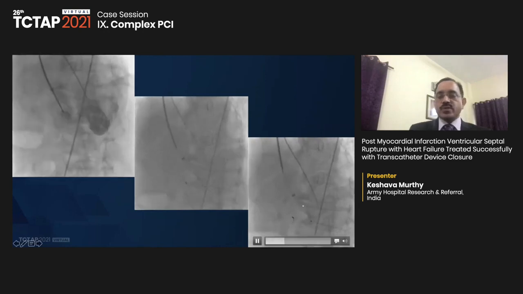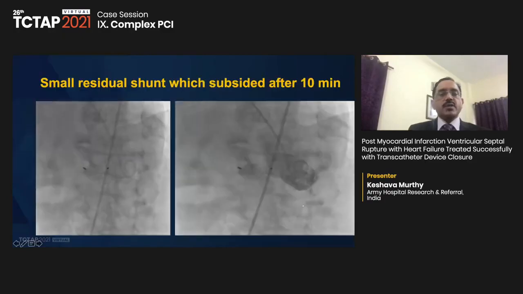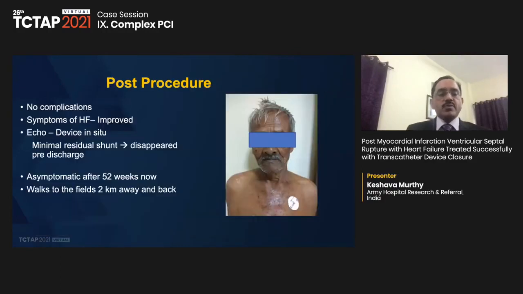The device was stable. Initially, there was some residual shunt, but it gradually subsided over 10 minutes. And subsequently, patient recovered without any complication. His symptoms of heart failure improved. Echocardiography showed a well-placed device with minimal residual shunt, which disappeared pre-discharge.